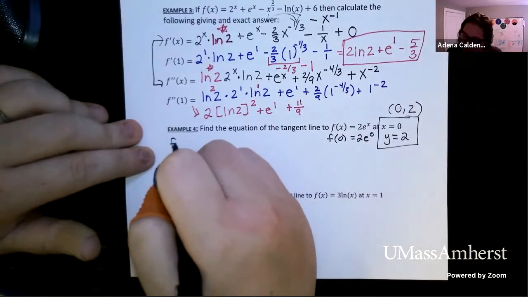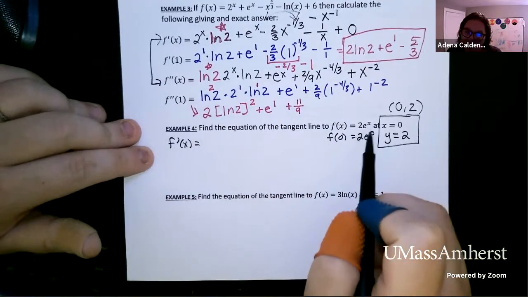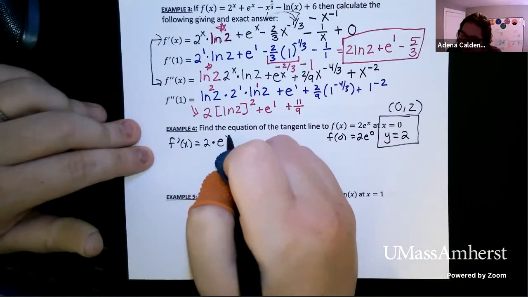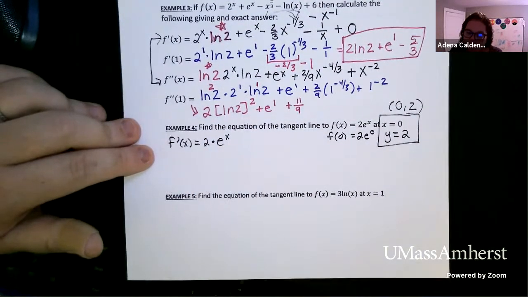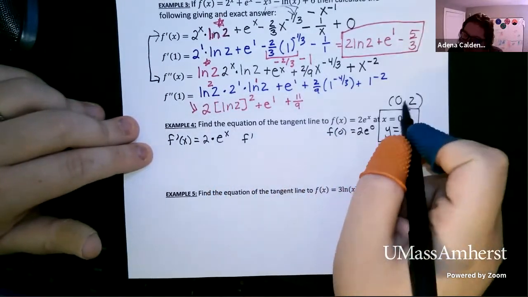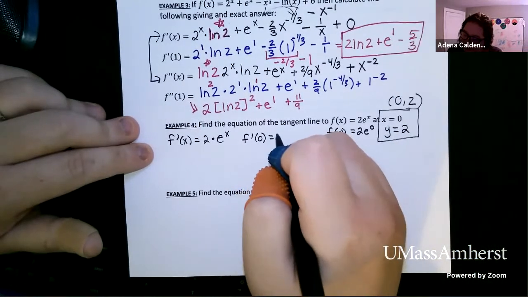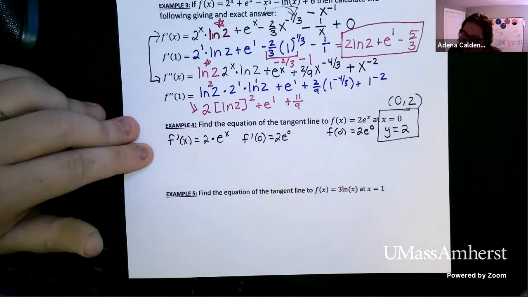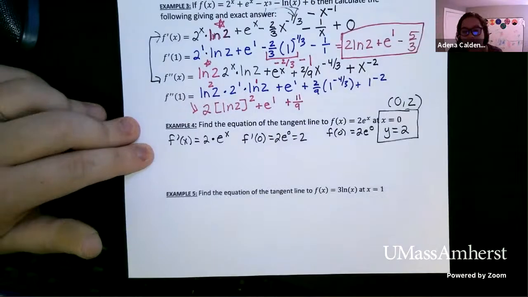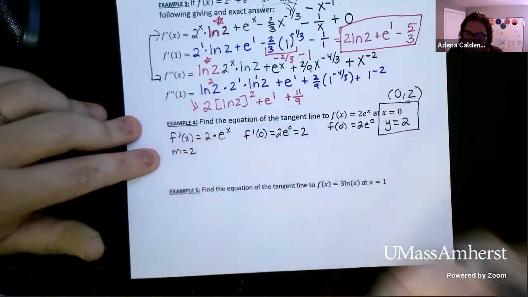Now, to get our slope, we need the derivative. So if we take the derivative of 2 times e to the x, the 2 is a constant multiple, and the derivative of e to the x is e to the x. Once we have our derivative, we want to plug in the specific x value that we're interested in. So we're interested in what's happening at 0. So we have 2 times e to the 0. Again, e to the 0 is 1. So that gives me a slope of 2. Okay, so m equals 2.